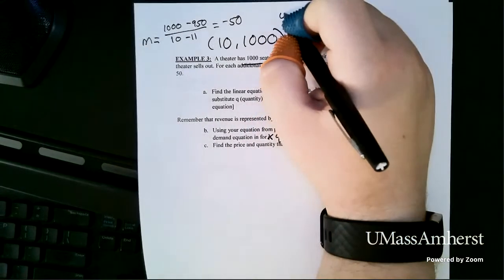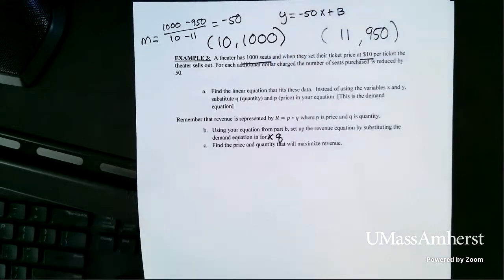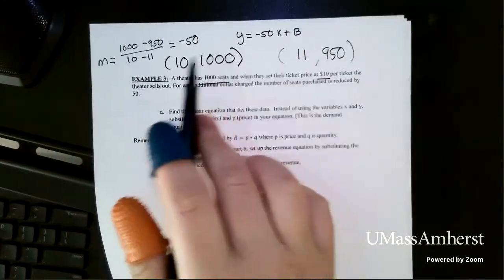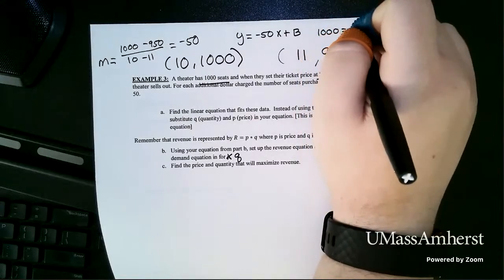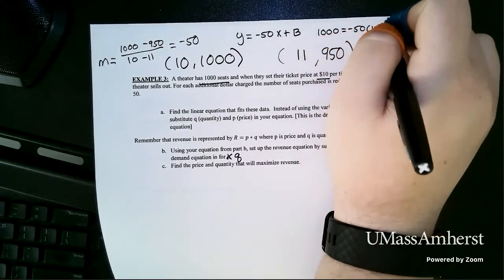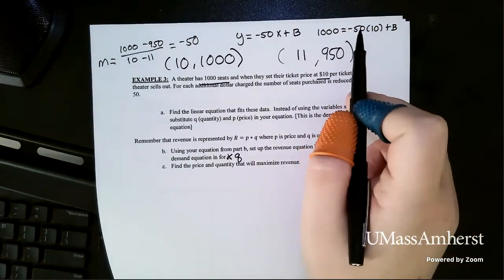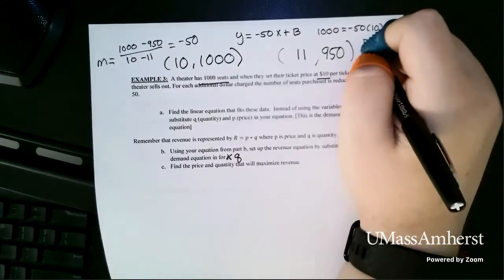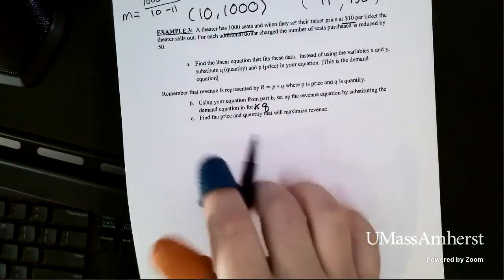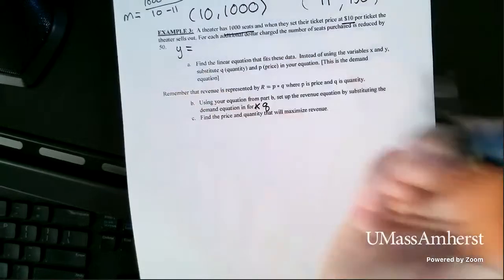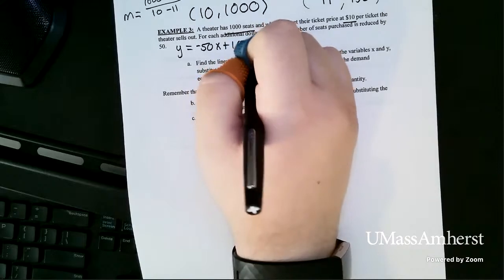Okay, so we have y equals negative 50x plus b. We need to find b, so we substitute in one of our points. So we have 1,000 equals negative 50 times 10 plus b. Negative 50 times 10 is negative 500. So we add that over, and we get b equals 1,500. So in terms of y equals mx plus b, we would have y equals negative 50x plus 1,500.